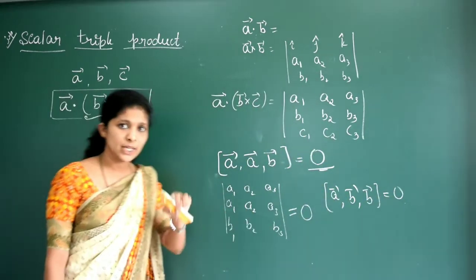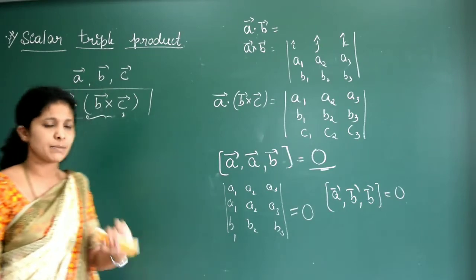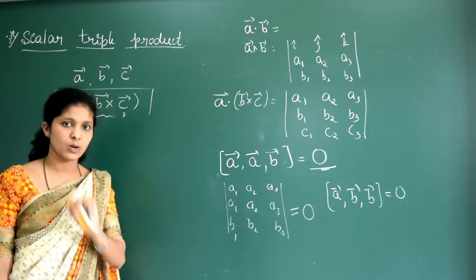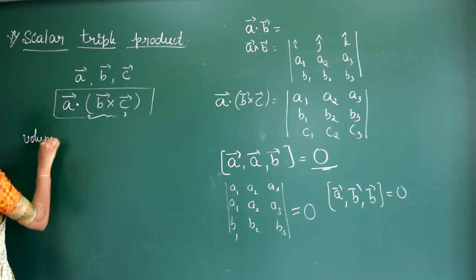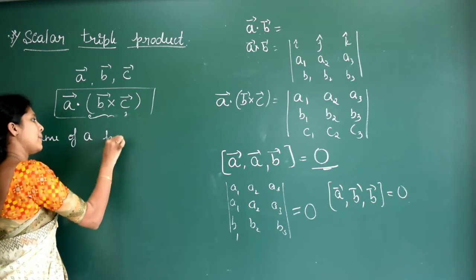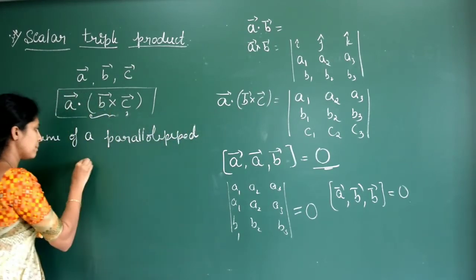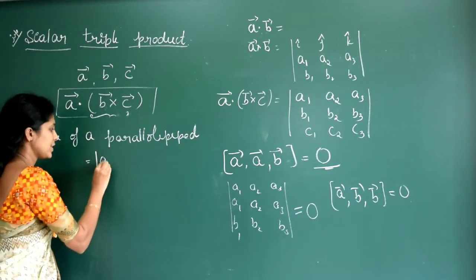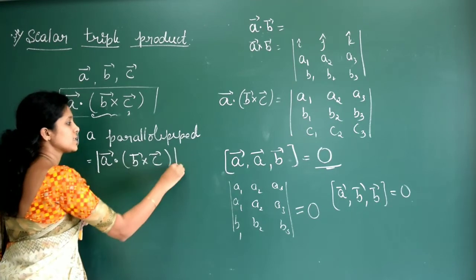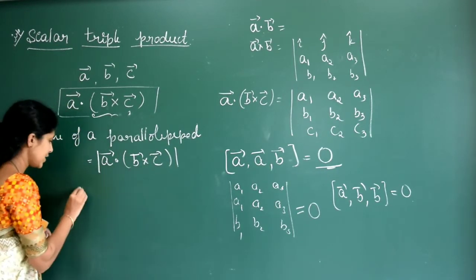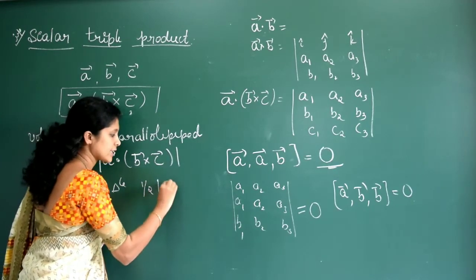One more thing: by using the scalar triple product, you can find the volume of a parallelepiped. Actually the proof is there, but it is not necessary. Just remember the formula, and problems based on that are also not there. The volume of a parallelepiped is given by the magnitude of the scalar triple product, that is A vector dot B vector cross C vector. So this gives you the volume of a parallelepiped. You have studied the area of a triangle. What is the area of a triangle? Half into the magnitude of A vector cross B vector.